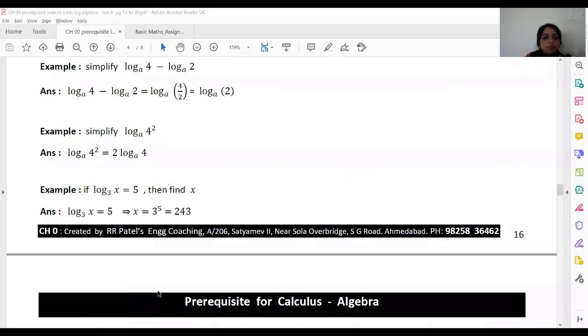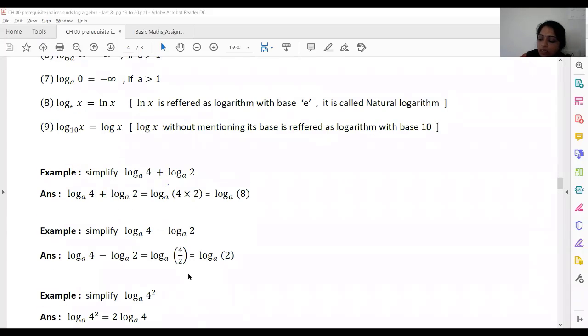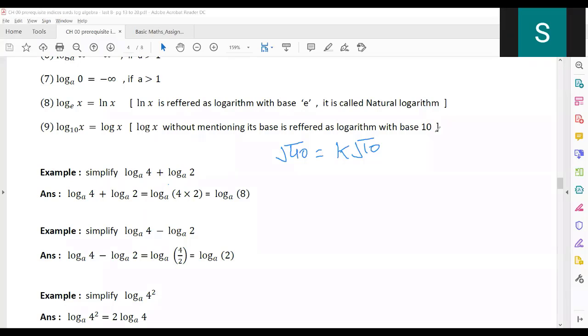Okay. So, give me the answer of square root of 40 equals k root 10. Find k. 2 root 10. k is 2. Good. Very good.